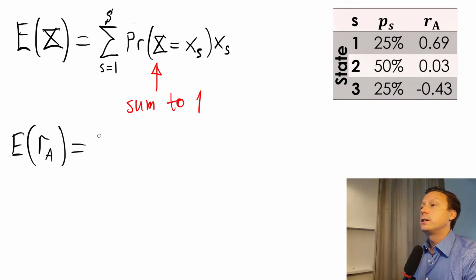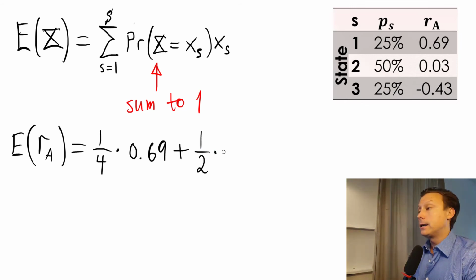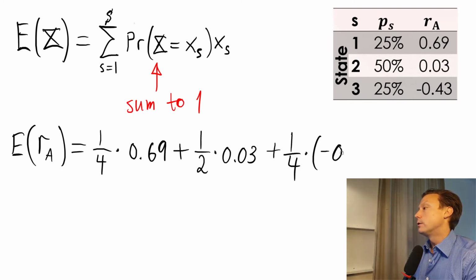In outcome 1, we're going to end up 1/4 of the time. So we have the probability times the value in that outcome. And this is the bull market where we expect to gain 69% if we hold this portfolio. We need to add the second outcome, which is going to happen half the time, times the value in that outcome, which is 3%. And then we need to add the final outcome, where we're going to lose 43%.